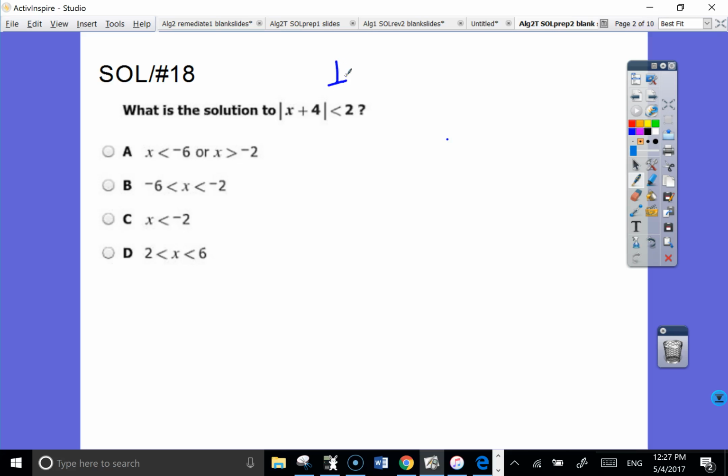Isolate, right? So you always have to isolate the absolute value. In this case, it's already done. Okay, now the way you deal with equations and greater than and less than differs, right? How do you deal with an absolute value less than like this one?